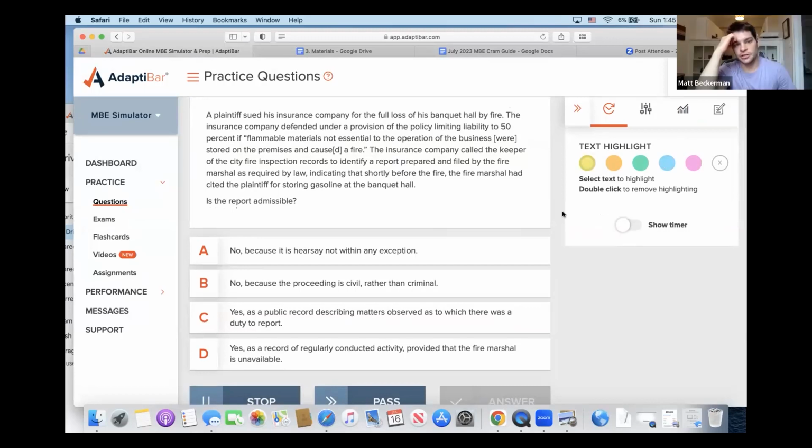A plaintiff sued his insurance company for the full loss of the banquet hall by fire. The insurance company defended under a provision of the policy limiting liability to 50% if flammable materials not essential to the operation of the business were stored on the premises and caused a fire. The insurance company called the keeper of the city fire inspection records to identify a report prepared and filed by the fire marshal as required by law, indicating that shortly before the fire the fire marshal had cited the plaintiff for storing gasoline at the banquet hall.